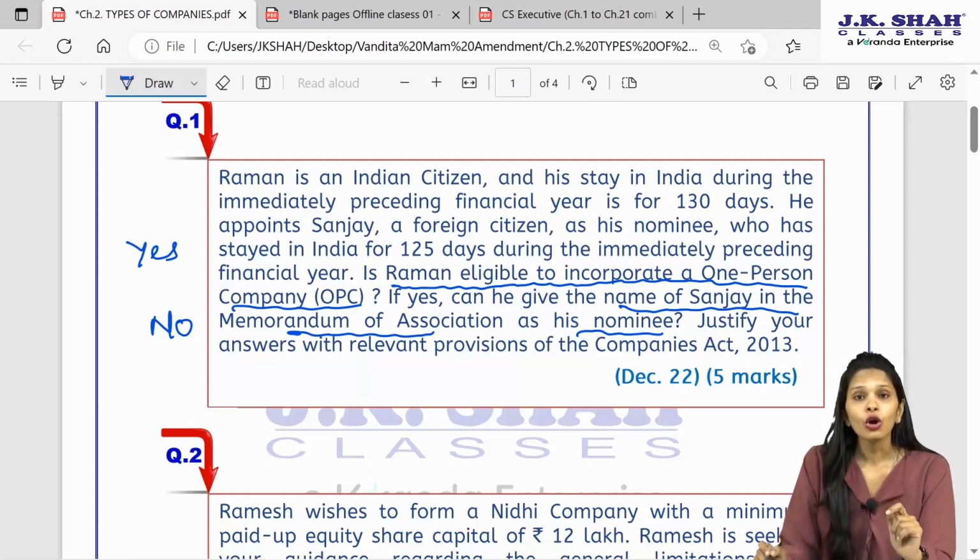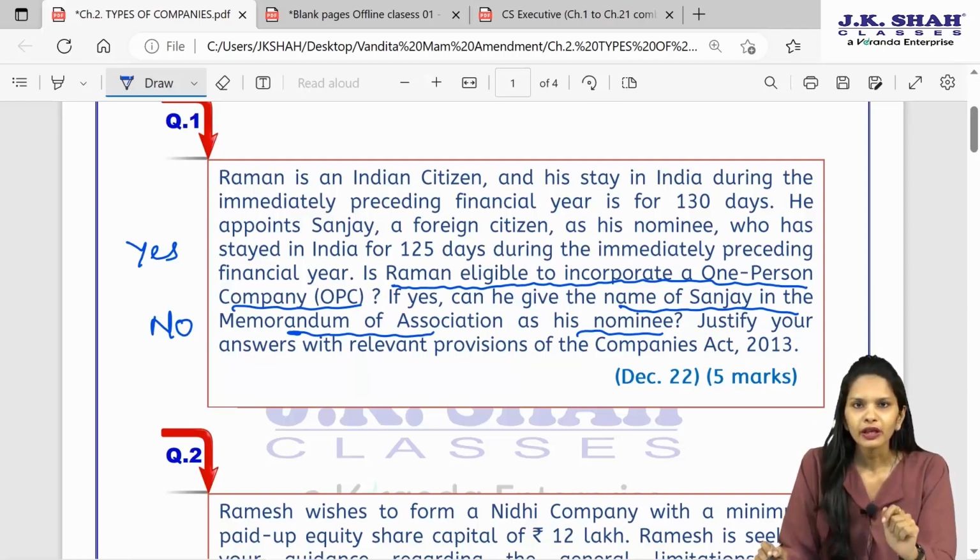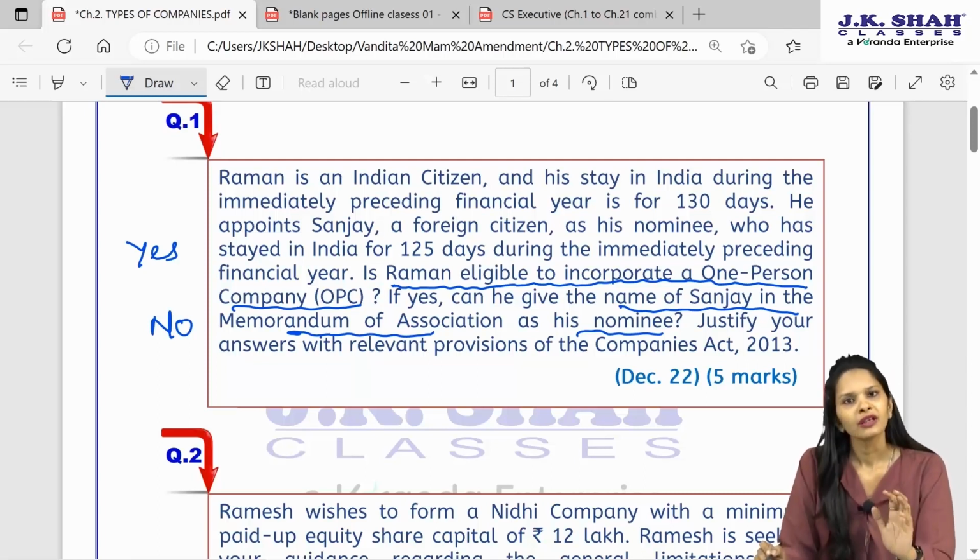Reason? He is not an Indian citizen. The last point will come: analysis or conclusion. Over here you have to just write what is your answer. So we will conclude like this: Raman can incorporate OPC in India but cannot give name of Sanjay as nominee. That's it. So this was your first question.